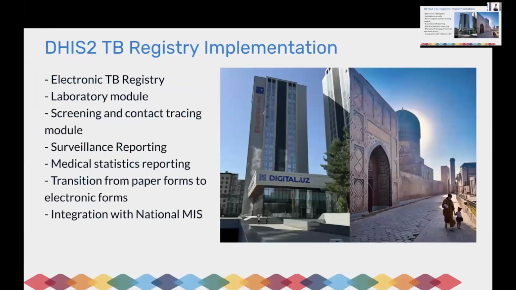Uzbekistan has started an electronic TB registry, which is a very complex program that already incorporates, and will incorporate, several modules: beginning from the registry itself, the laboratory module, the screening and contact tracing module, then surveillance reporting, medical statistics reporting, a plan to transition from paper forms to electronic forms, and then the integration with the National Medical Information System.